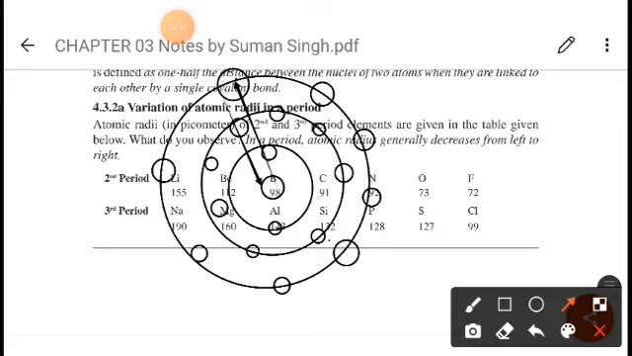Between them, from here to here, these electrons are also present there, right? So what will these electrons do? They will shield the nuclear charge. It means these electrons will filter the charge, so that there will be less charge felt from the nucleus.